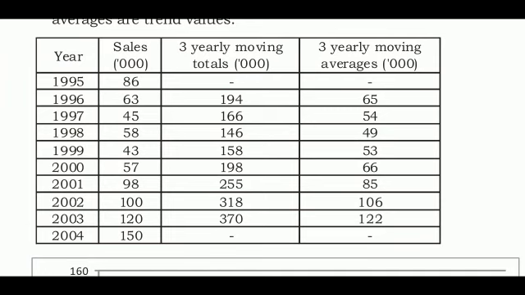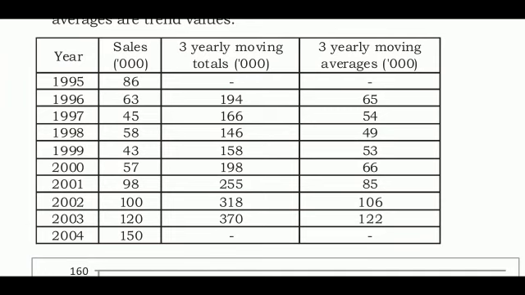What do you do here? 86 plus 63 plus 45. You add all these totals. I repeat, 86 plus 63 plus 45. You write it in the middle year, 1996, meaning 3 years, 1995, 1996 and 1997, are represented by one single year, that is 1996. So for 3 years you write in the middle of those 3 years, and the middle year here is 1996. The total of 86 plus 63 plus 45 is 194.